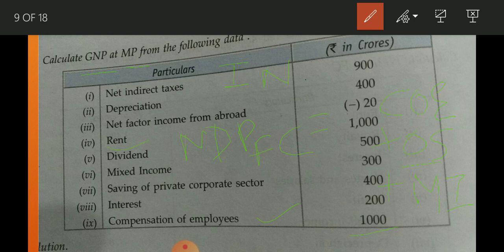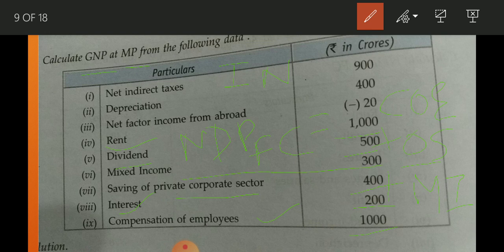The value of rent is given as 1000, interest is given as 200, and the value of profit is not given here, so you have to calculate it. Profit is the sum total of CS, CT and dividend, that is, corporate saving, corporate tax and dividend. The dividend is given as 500, and corporate saving is given as 400. Corporate tax is not given, so we will consider it 0. In this way we will calculate the value of operating surplus, and mixed income is given as 300.